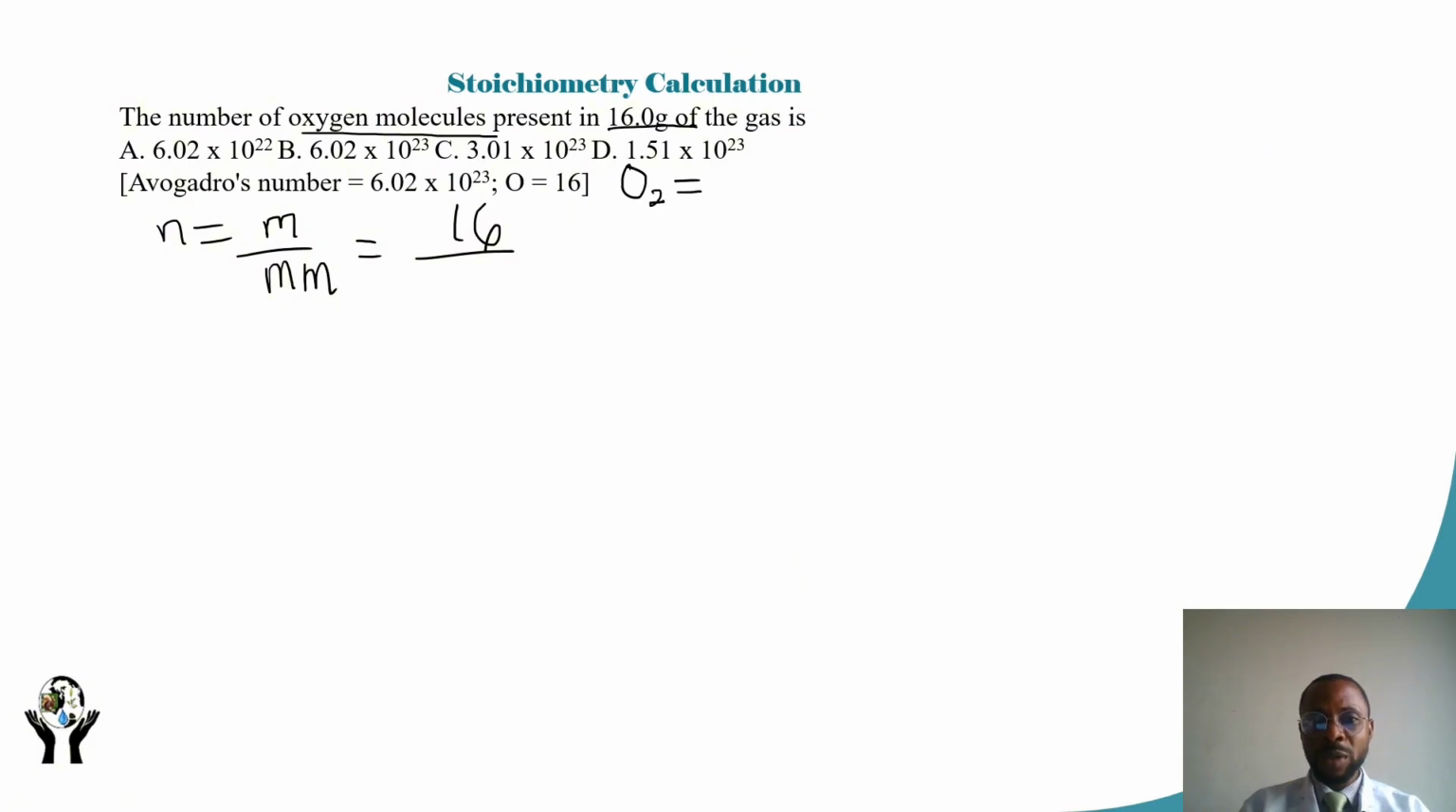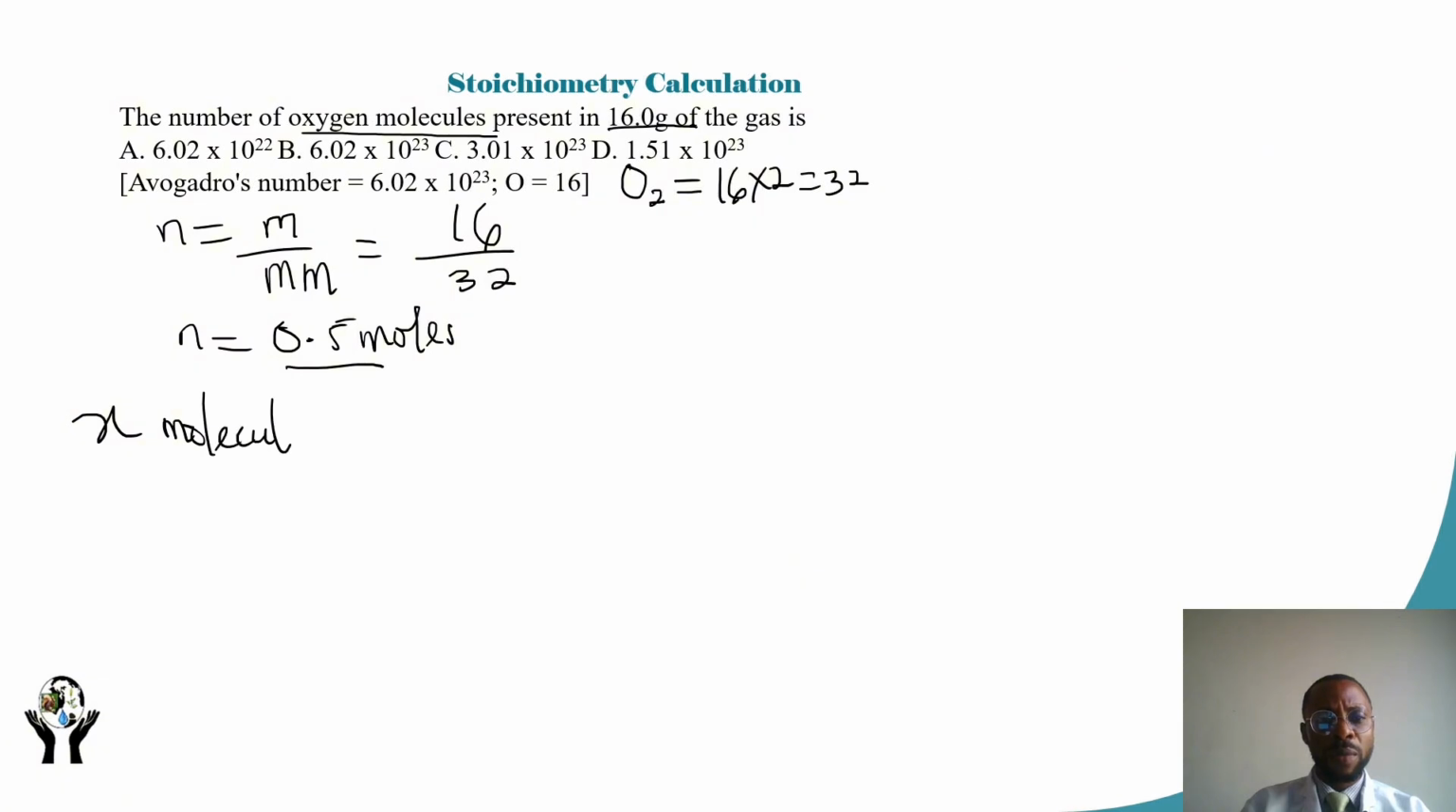So the molar mass of oxygen will be 16 multiplied by 2, and that will give us 32. So 16 divided by 32, our n will be equal to 0.5 moles. So now we'll be making use of 0.5 moles instead of 16 grams in that question. The question is the number of oxygen molecules, so x molecules of oxygen that is present in, instead of 16 grams, now 0.5 moles of oxygen.